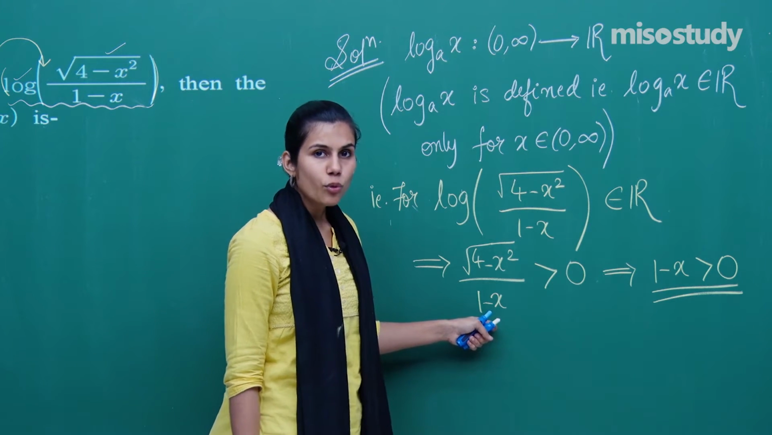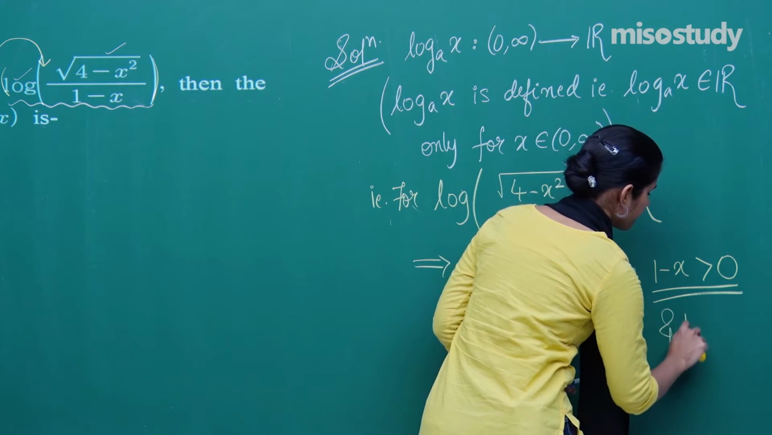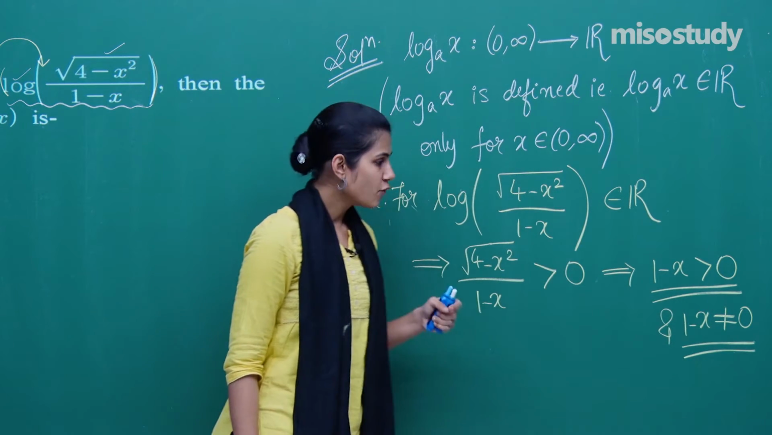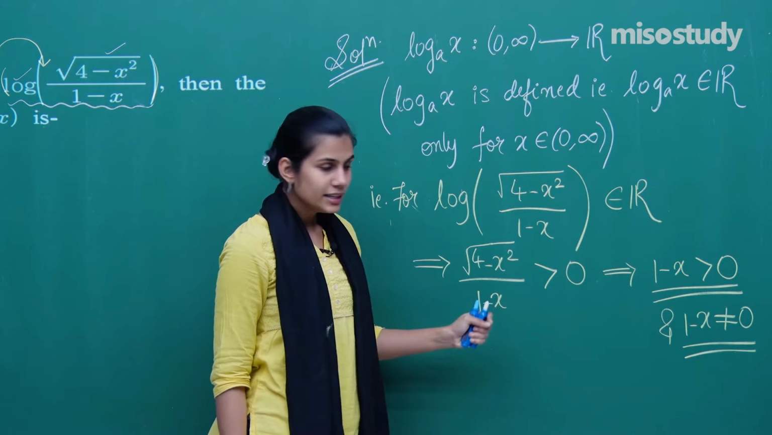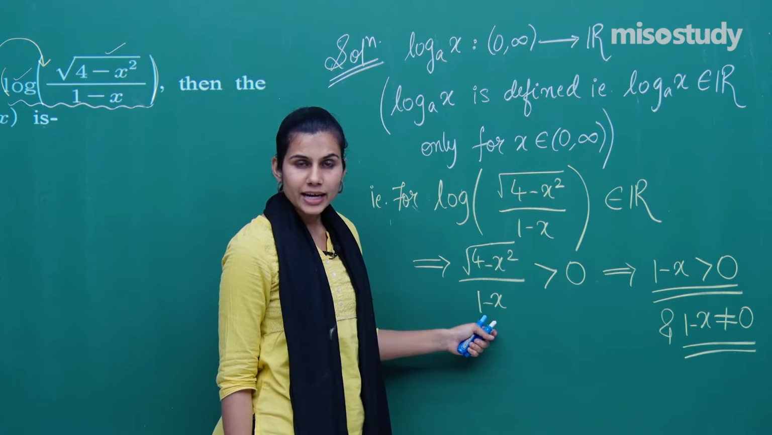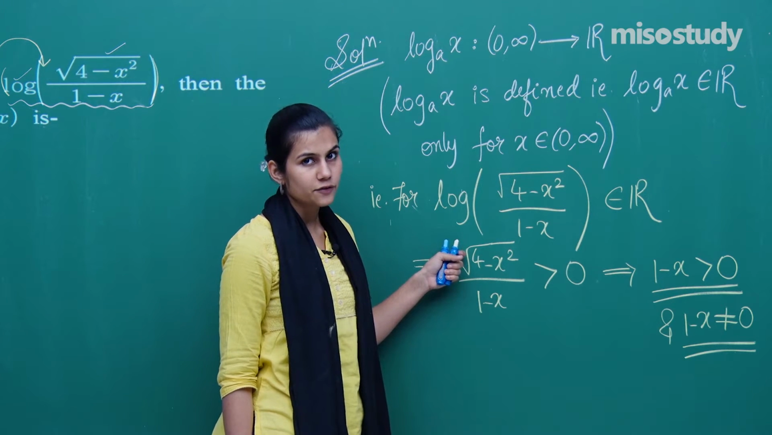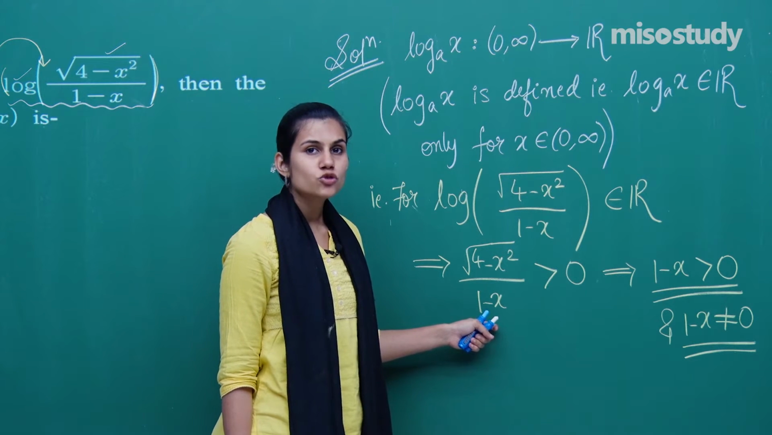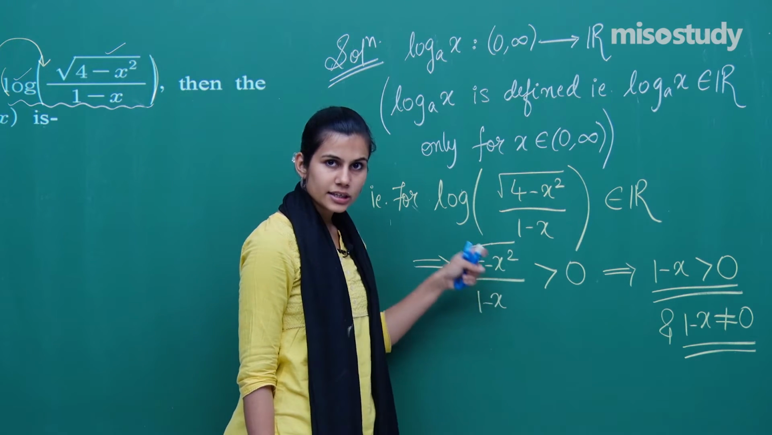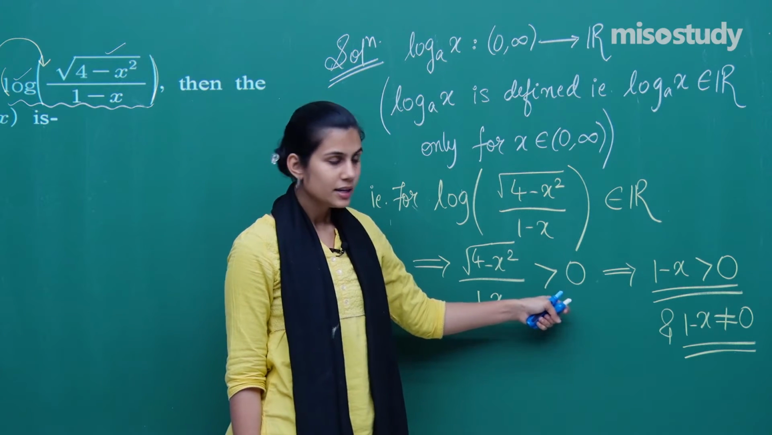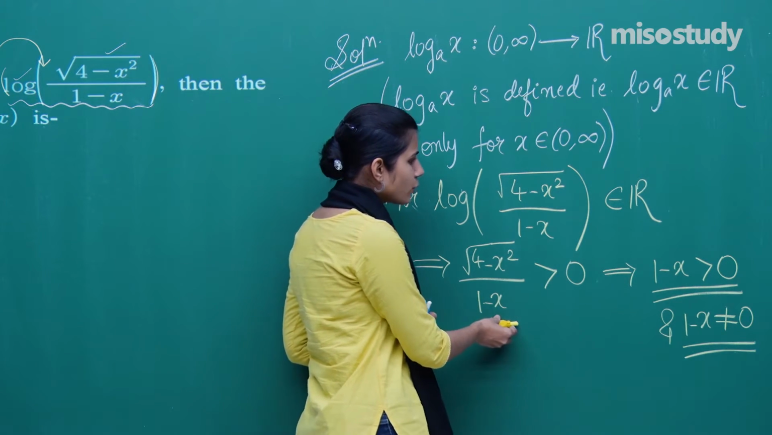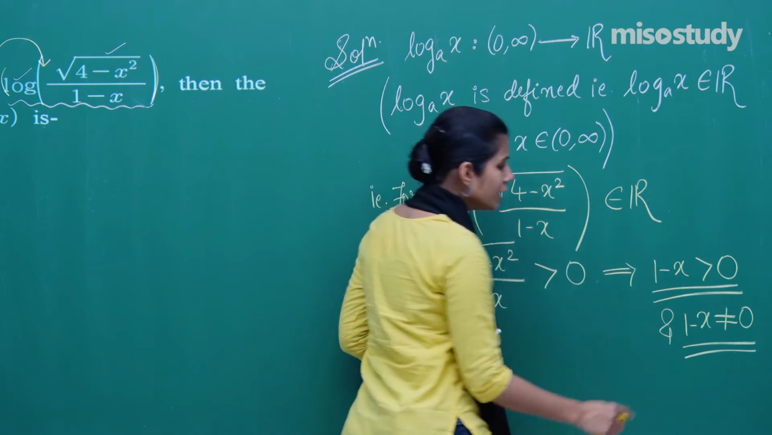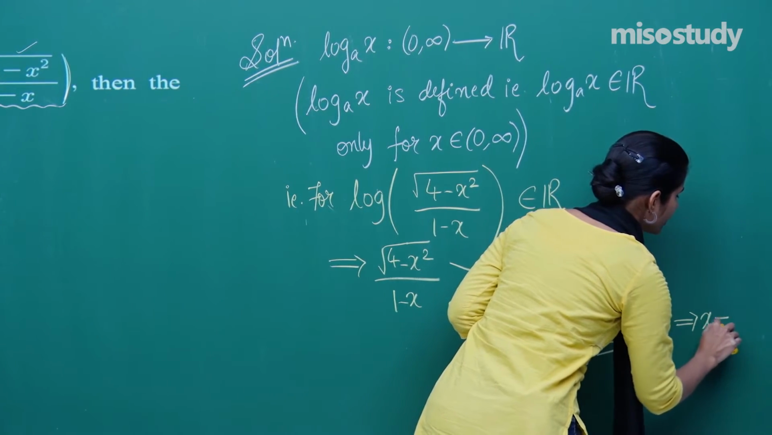That is why I don't want 1 minus x to be 0. I want it to be strictly greater than 0. This is not allowed to be less than 0 in fact, because the numerator is always positive or non-negative. But the denominator, if it happens to be negative, this entire expression will be negative, which I don't want. Now, as I said, I have kept 1 minus x strictly greater than 0 and 1 minus x is not equal to 0, which means x is not allowed to be 1.